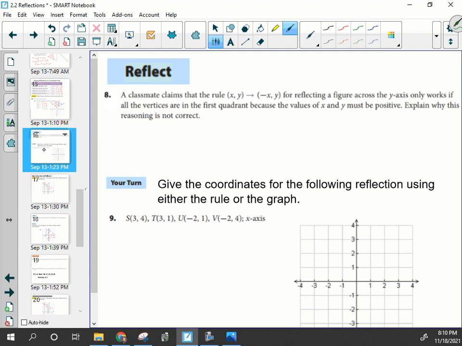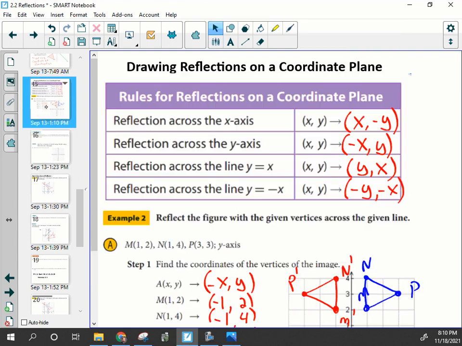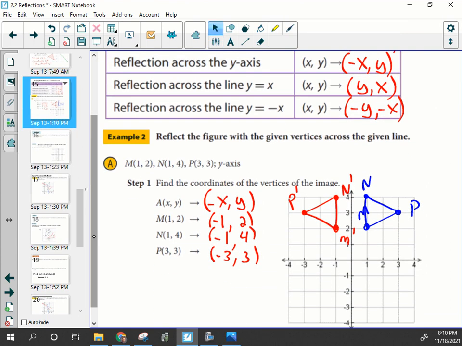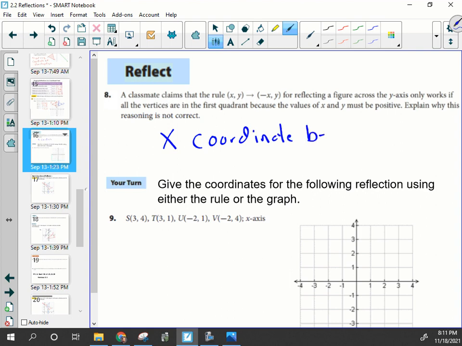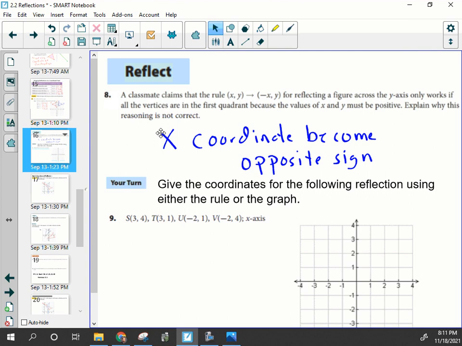Well, just think of it the other way. If I look back at this problem, if I would have given you the P prime, N prime as my original triangle, well, when I reflect it, the x's which are negative would become positive. So the x coordinates will become the opposite. Okay? The opposite sign, they will just change. If they're positive, they become negative. If they're negative, they become positive.